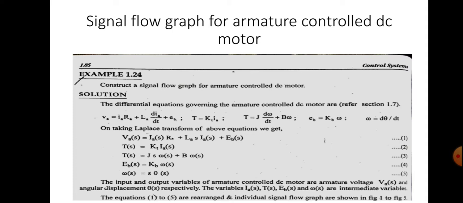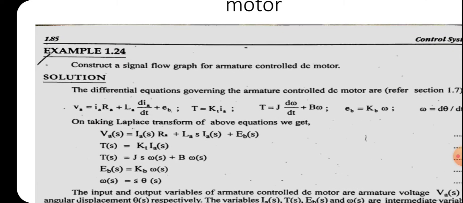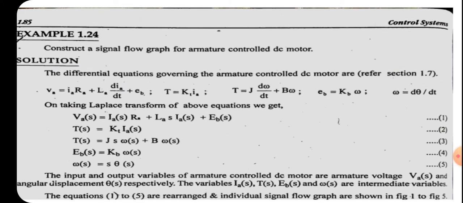We have to take the Laplace transform of these 5 equations. So we will get Va(s) = Ia(s) Ra + La s Ia(s) + Eb(s). That is the first equation, equation number 1. And next for the second equation, T(s) = Kt Ia(s). And next T(s) = J s ω(s) + B ω(s), that is the third equation. Eb(s) = Kb ω(s), that is the fourth equation. And ω(s) = s θ(s), that is the fifth equation.